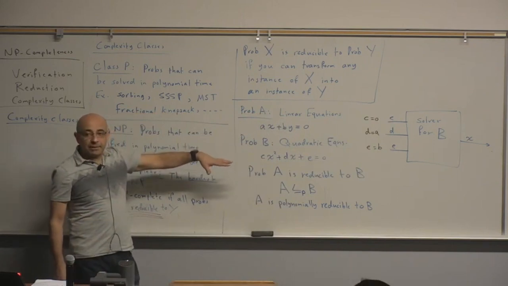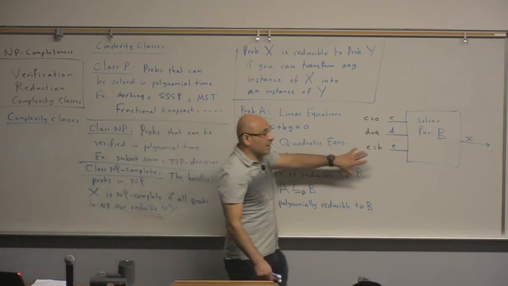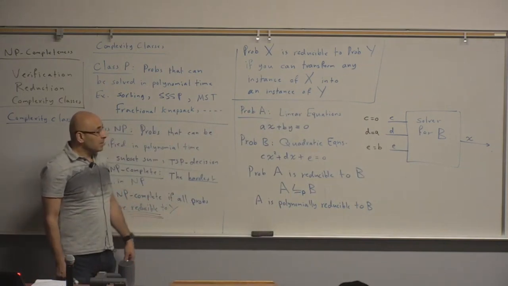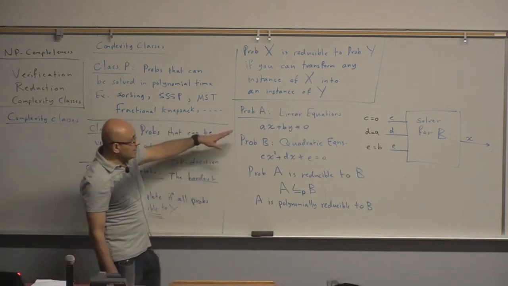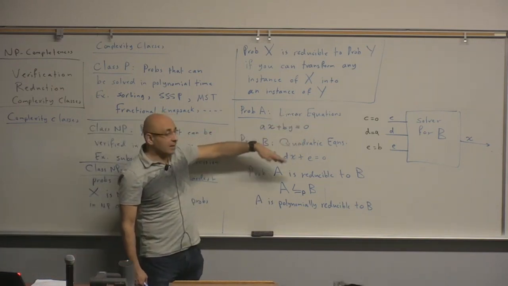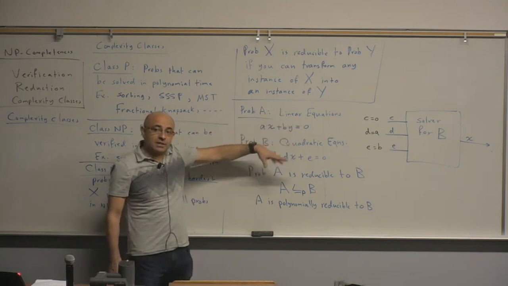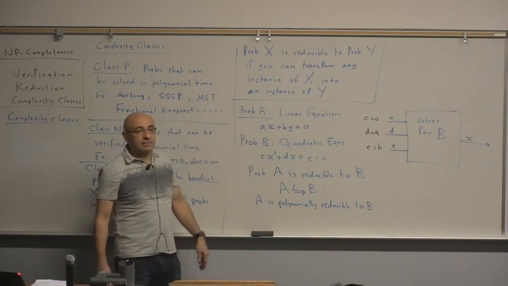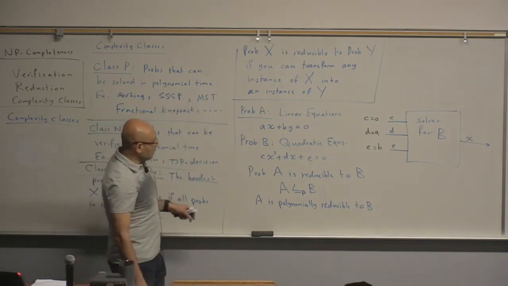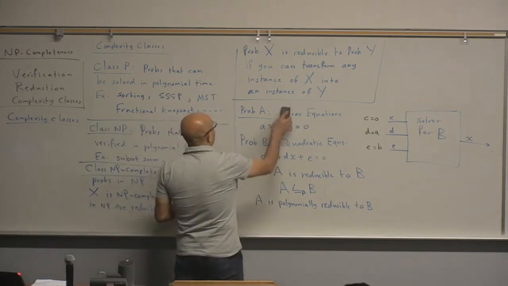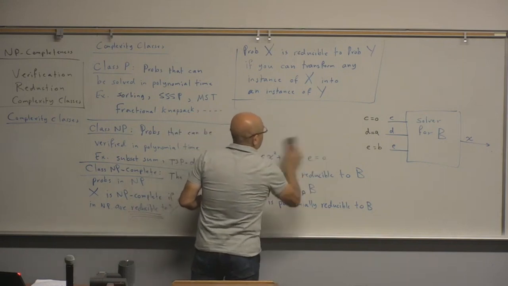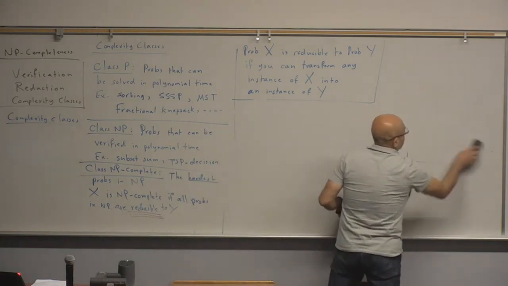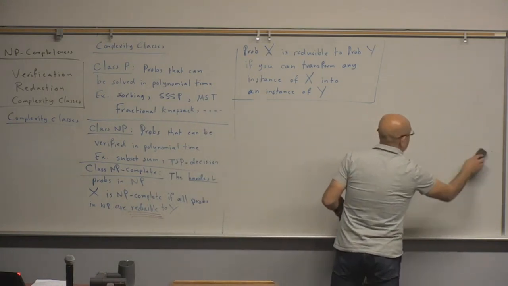Now, this whole example, I use it to explain the concept of reduction, which is using a solver for one problem to solve another problem. But this has nothing to do with NP-completeness, because these two problems, we have seen in elementary and middle school that they have solutions and they can be solved in polynomial time. In fact, they can be solved in constant time. Okay. Now, we will switch to problems that cannot be solved in polynomial time, or to the more interesting usage of reduction.